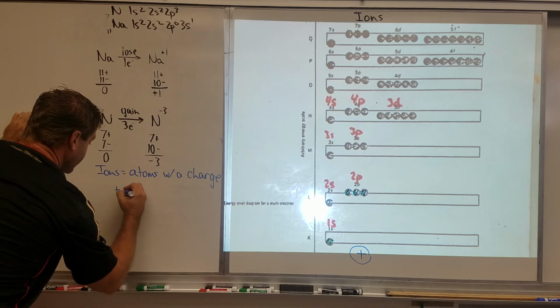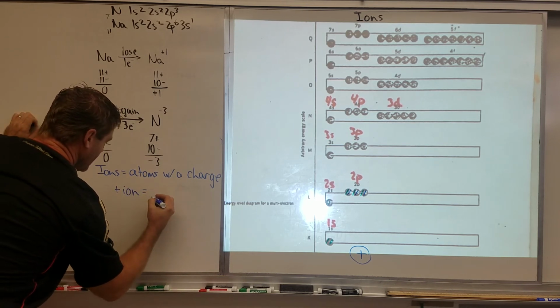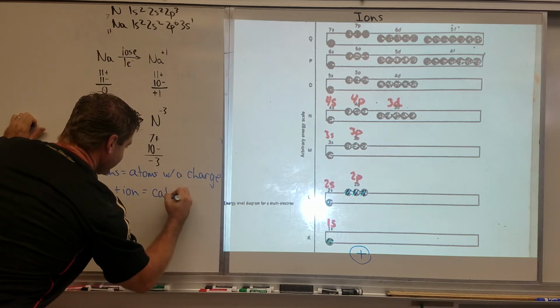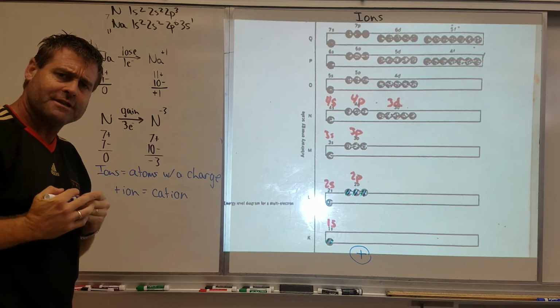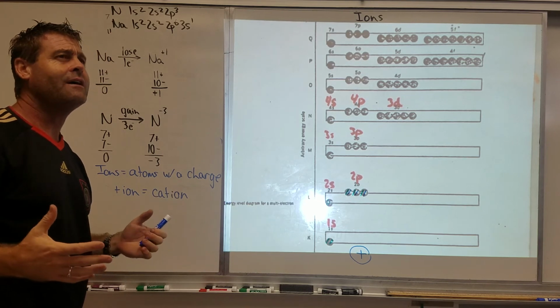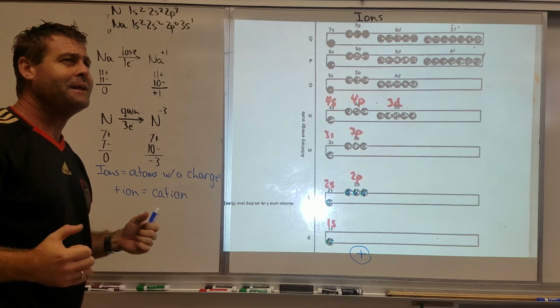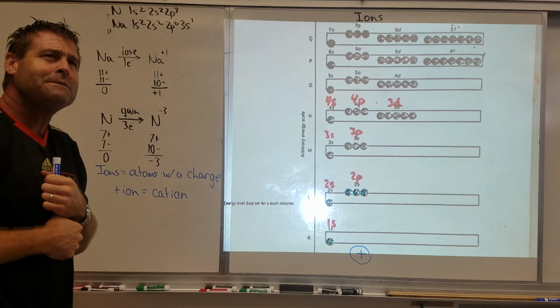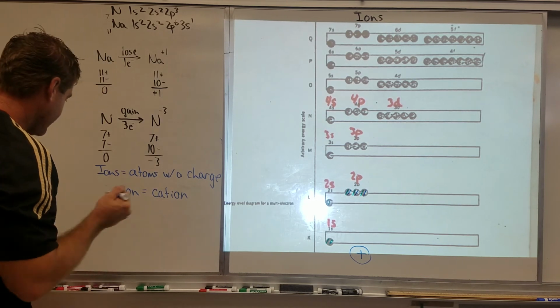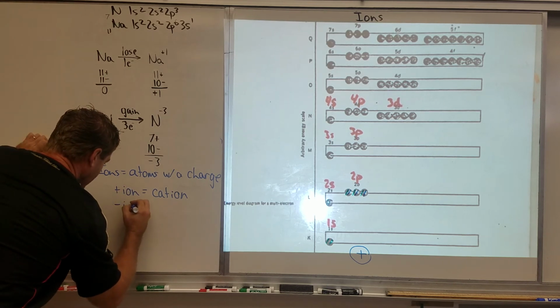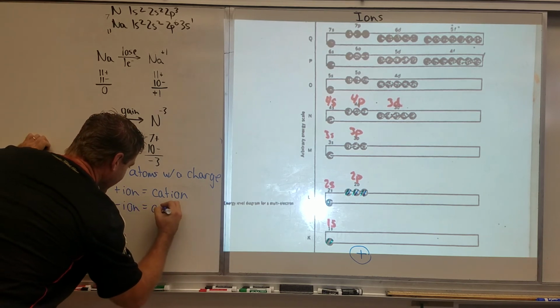If an ion is a positive ion, we call that a cation. Those of you who are cat lovers at home, think, oh, I love kitties. I get a warm, positive feeling when I think about cats. Positive ion, cation. And then negative ions, however, are called anions.